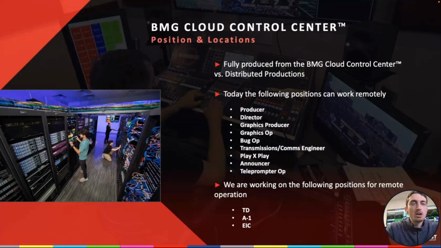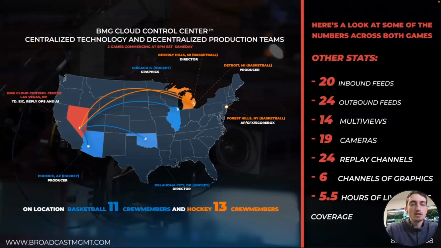So just to give you a quick example of REMI and also our BMG decentralized model, in the blue here is a recent basketball game, and the orange is the hockey game. This actually happened last Friday, so just take a peek at the decentralized workforce that we used to put on these two games for a 4-letter network. It's actually quite amazing, and for a lot of people in the industry, it's crazy how it's come about.